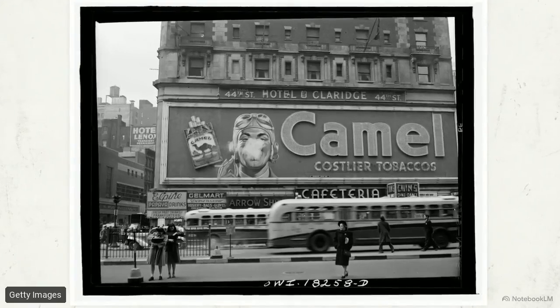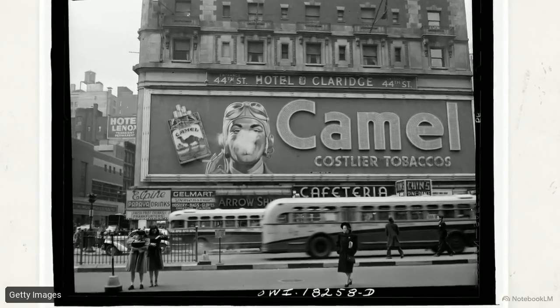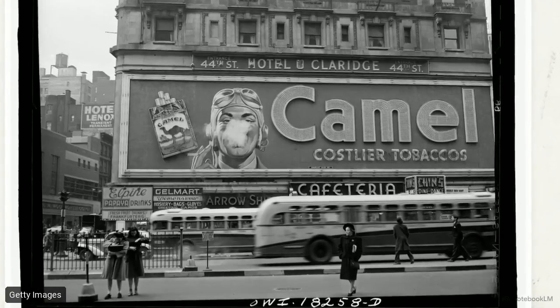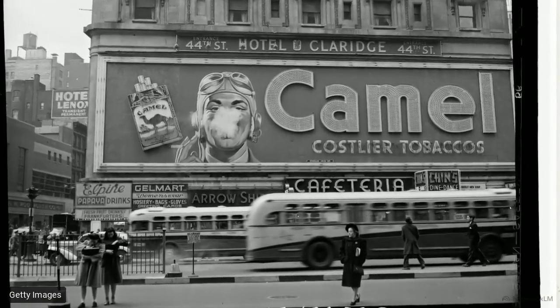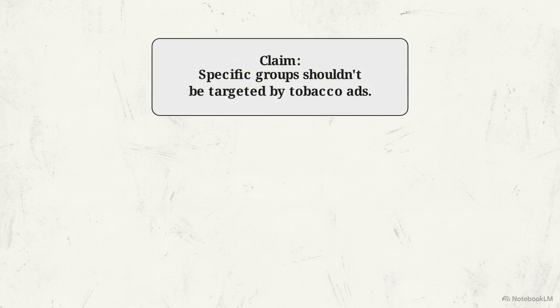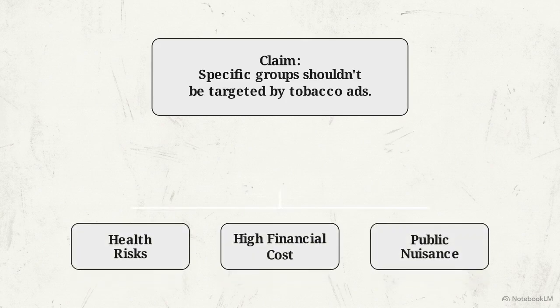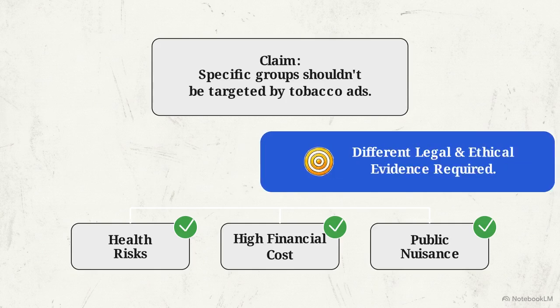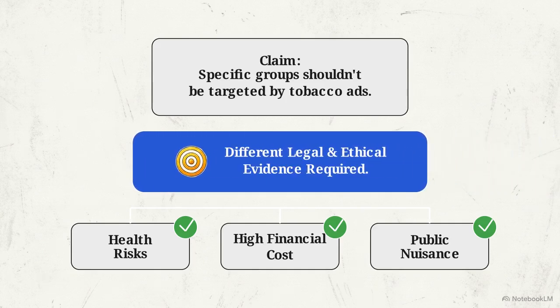The most deceptive part of this fallacy is that the evidence used is often factually correct. We see this frequently in targeted tobacco advertising. Consider this specific argument. The claim is that specific population groups should not be targeted by tobacco advertising. The reasons provided are that tobacco causes cancer, it is expensive, and secondhand smoke is offensive. These three statements are demonstrably true, but they are completely irrelevant to the specific regulatory claim about advertising demographics. Proving a restriction on advertising requires totally different legal and ethical evidence than simply stating that smoking is bad for your health.